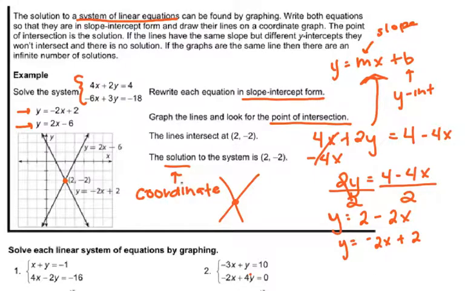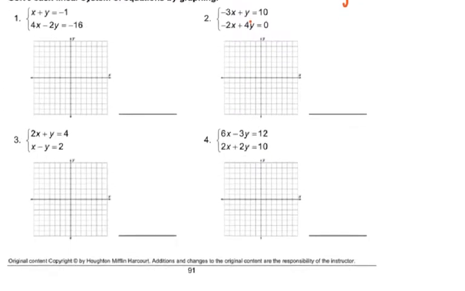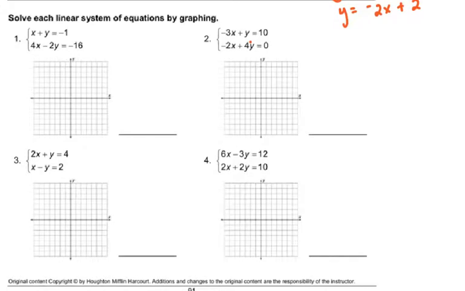Okay, so that's how you solve a system of equations, find a solution to a system of equations by graphing. Okay, so let's do one example and then we'll talk about another way. Okay, so we have these and we want to put them, first thing we need to do is put them in slope-intercept form. So y equals something, and these should be relatively easy. And then we're going to plot them and see where they cross.